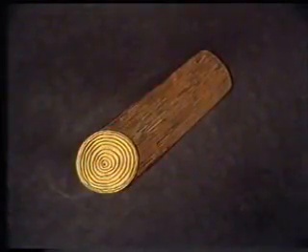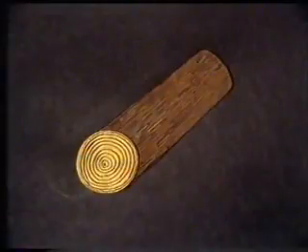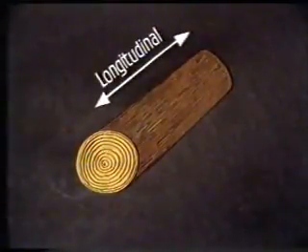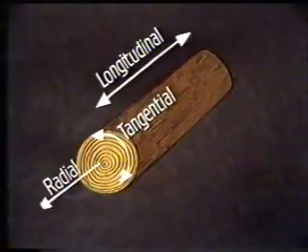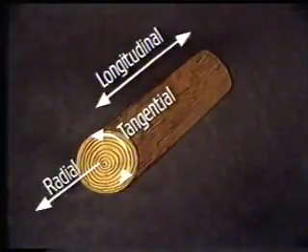Shrinkage can be considered in three principal directions of a log: longitudinal, tangential, and radial. Wood does not shrink uniformly, and different species show wide variations.